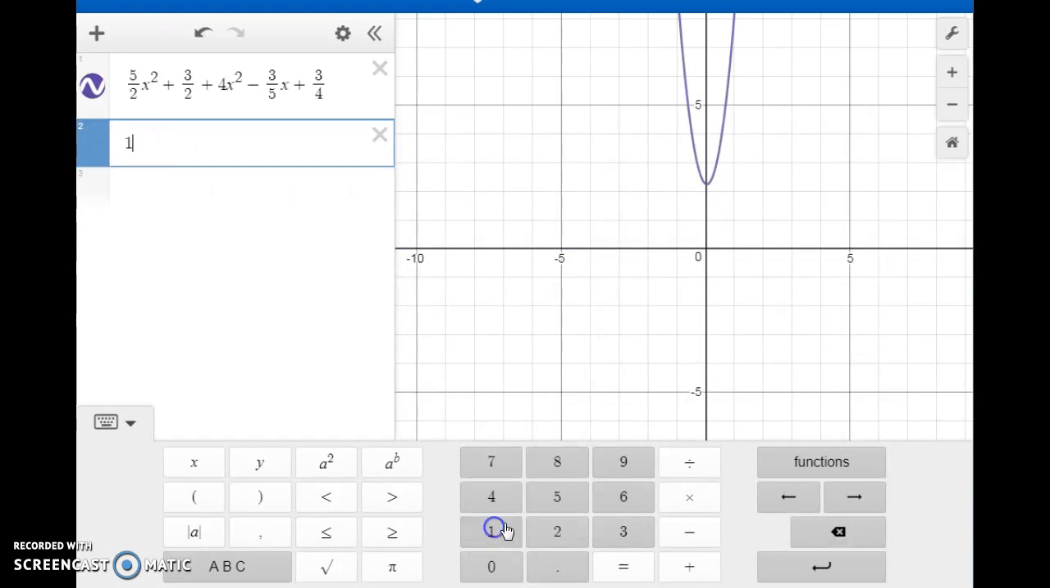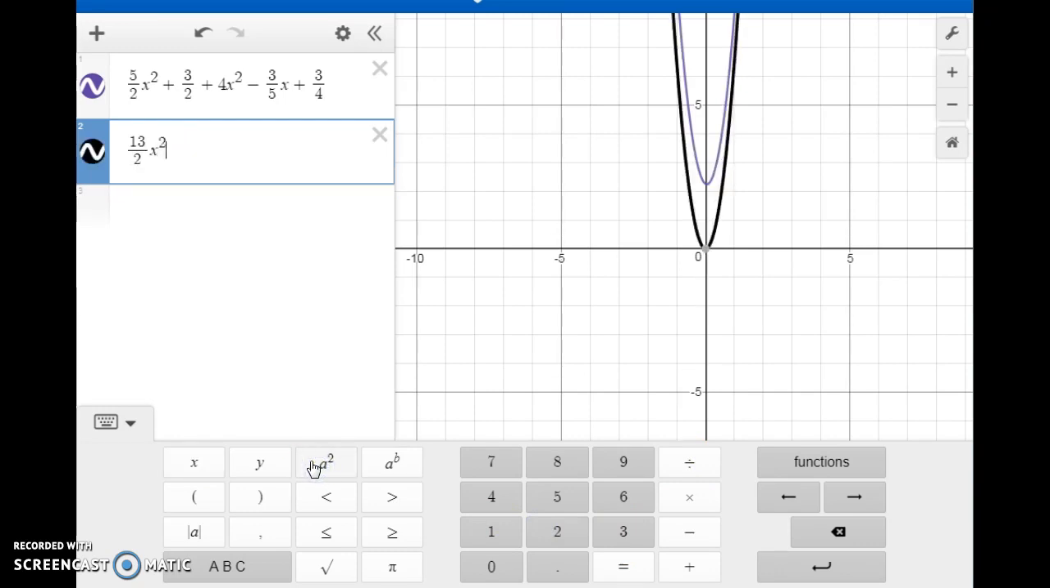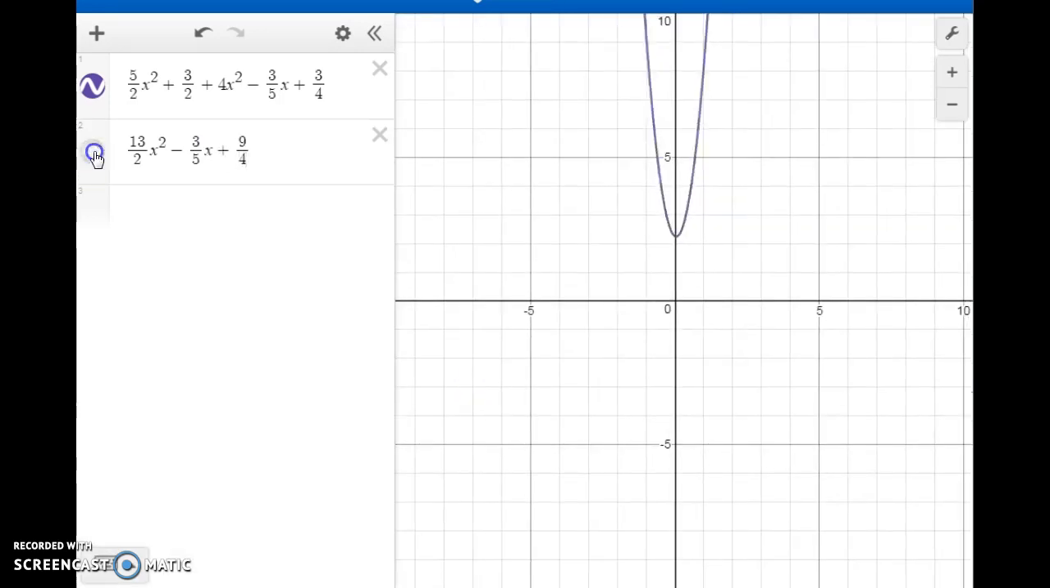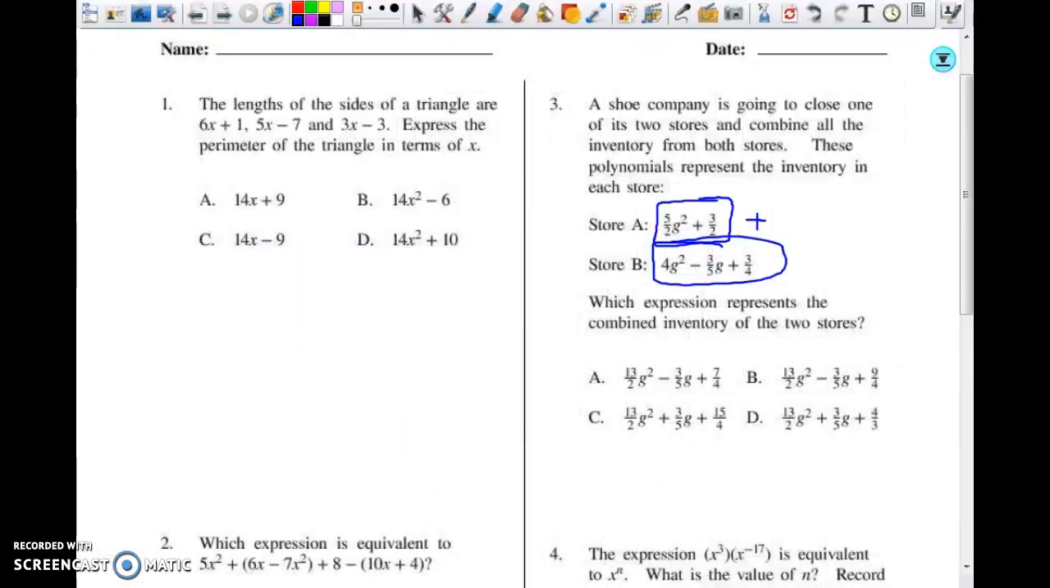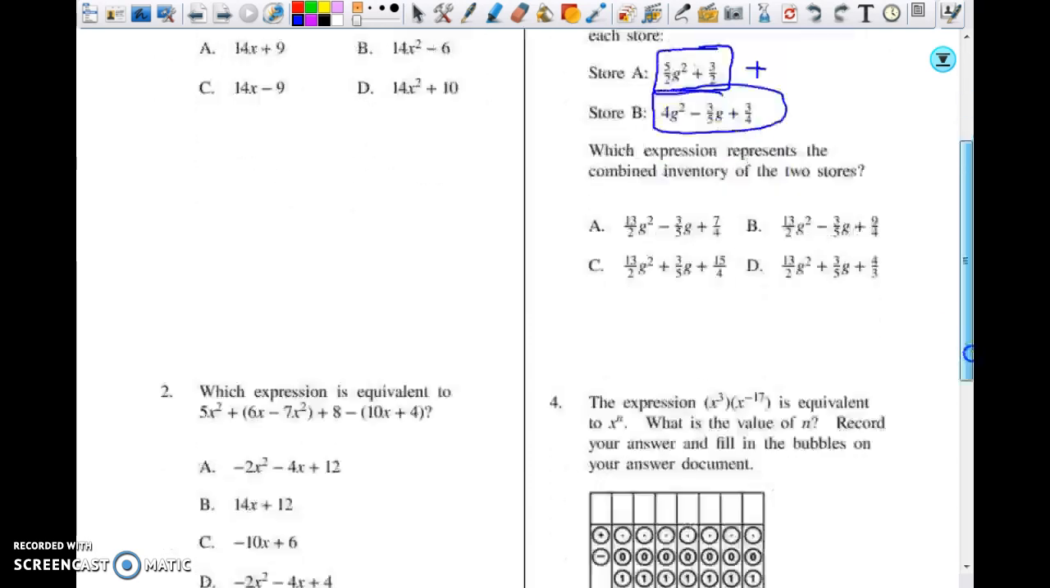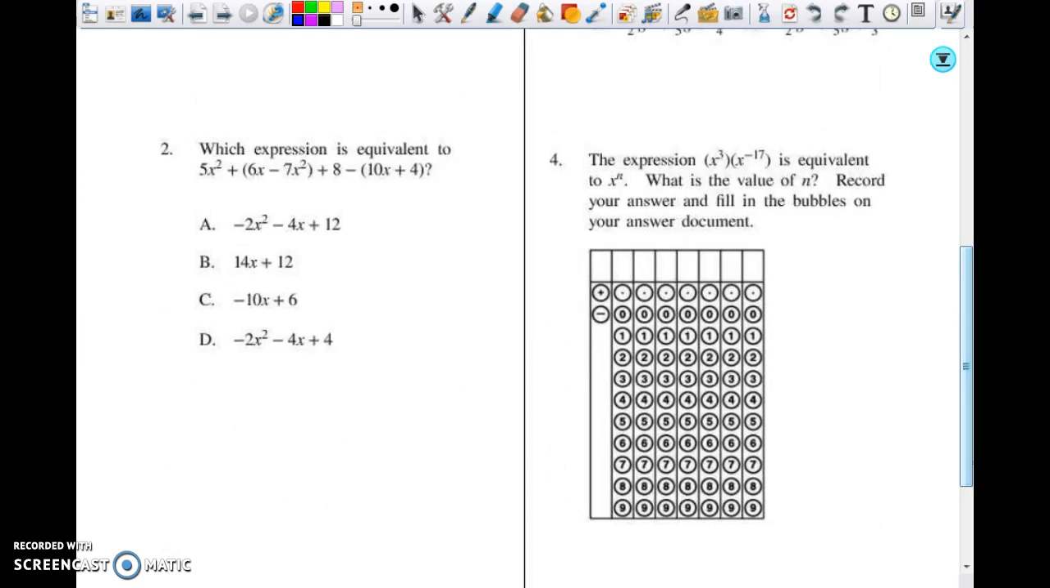It would be 13 halves x squared minus 3/5 x plus 9/4. And do these match? Turning it on and off, they do match. They're the same. So we did this correctly. So you also could have just done that from the beginning. You need to know that, okay? So I did it the long way. If you don't want to do that, you're the one who needs to recognize that this is an option for you to do. The last one I'm going to do on this video is going to be problem number 4.